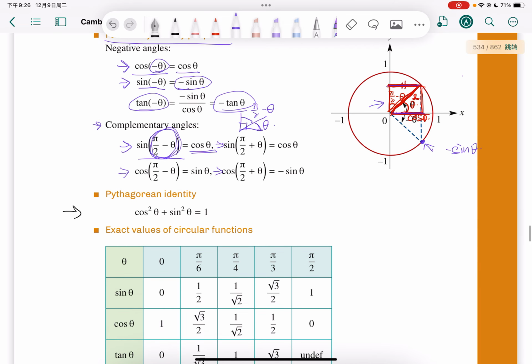So now let's talk about the Pythagorean identity. Cos square plus sine square is equal to 1. Later on you'll relate it with sec square and tangent square, and their identities as well. But this one is about the Pythagorean identity, which is very important. So cos square plus sine square is equal to 1.